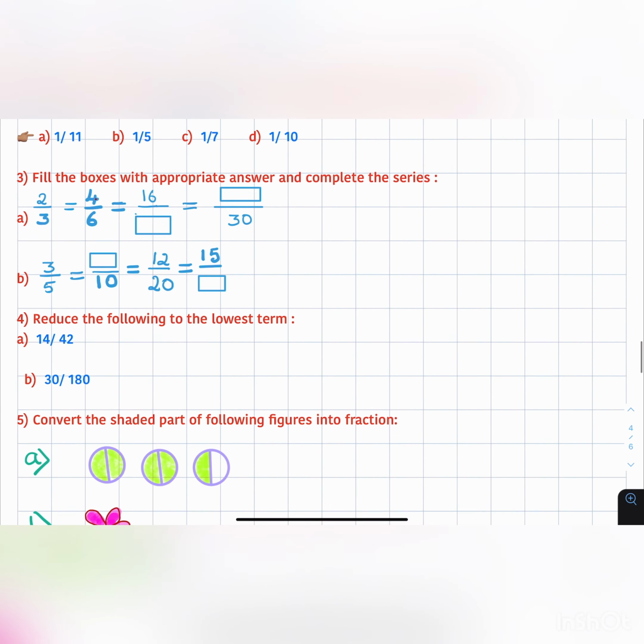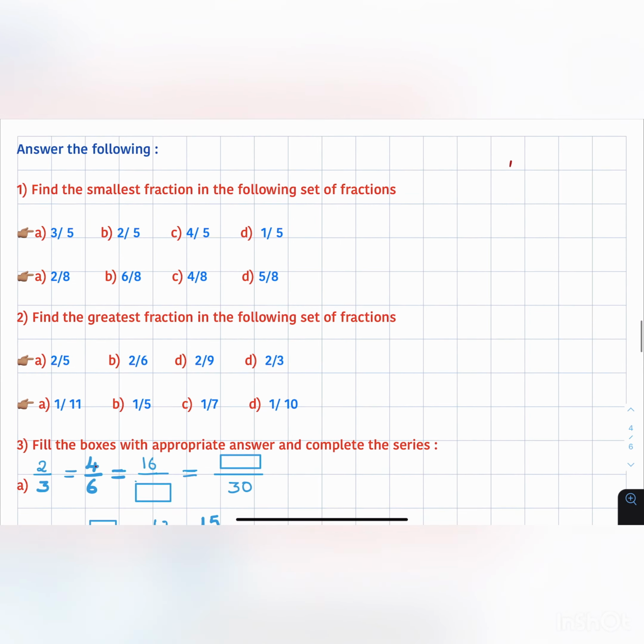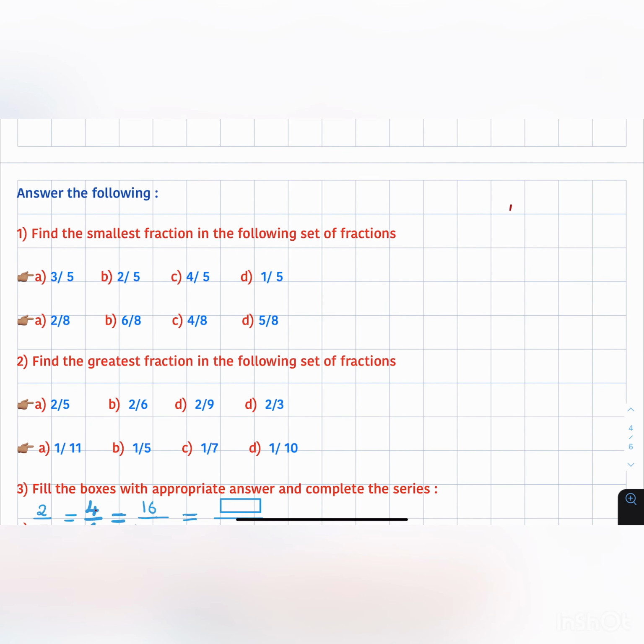Yes, let us know the answers for these questions. First one, find the smallest fraction in the following set of fractions. So we have two sets here. Let us take a look at the answers. The first one, the smallest one is D, right? Because one part is chosen out of 5, so that is the smallest, right?